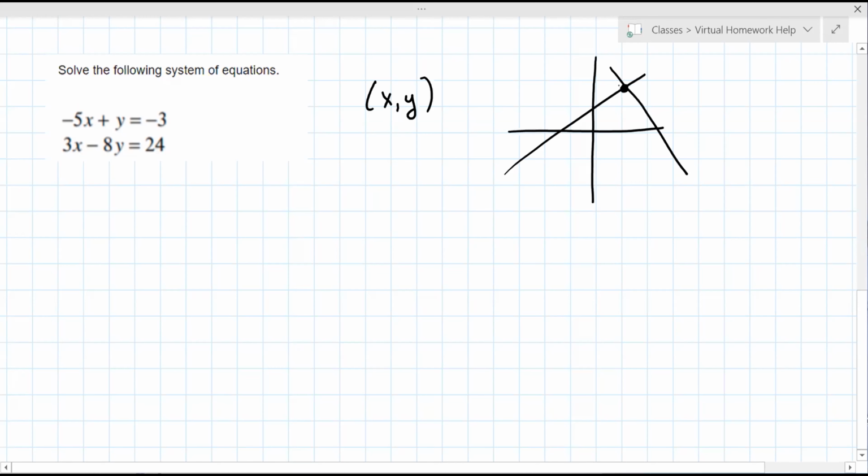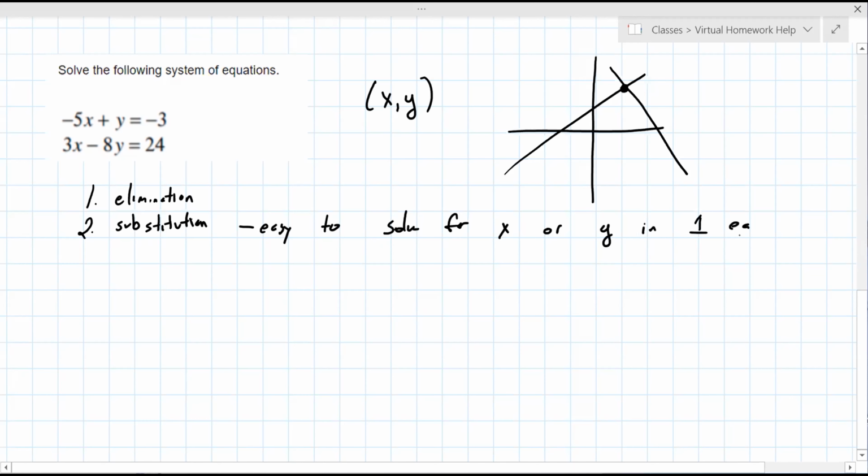When you're looking at a system of equations, there are a lot of possible ways to solve it. As I mentioned earlier, there's elimination, which is what we used to solve the question of the day. There's also substitution. My rule of thumb is that you use substitution when it's easy, and I don't really like that word, but we're going to just use it for this context. It's easy to solve for x or y in one equation.